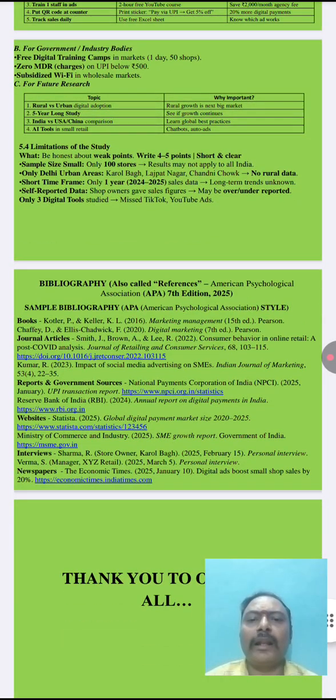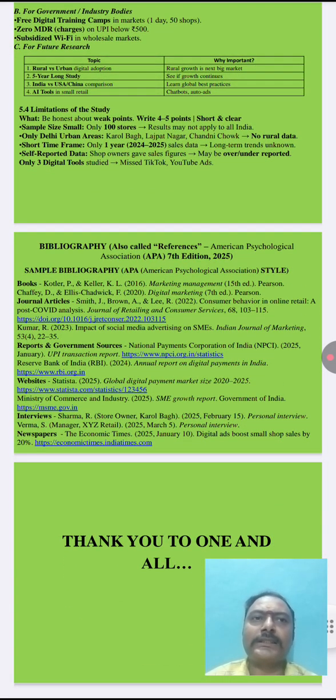Finally, the bibliography. The bibliography is based on the references. Whatever data you collect, all are mentioned in APA style. APA style is called American Psychological Association style. In a simple bibliography example, a book is written in this format, and journal articles will be mentioned in this format. At the same time, a report or government source will be mentioned in this format. At the same time, if you collect a source from a website, it will be mentioned in this format.